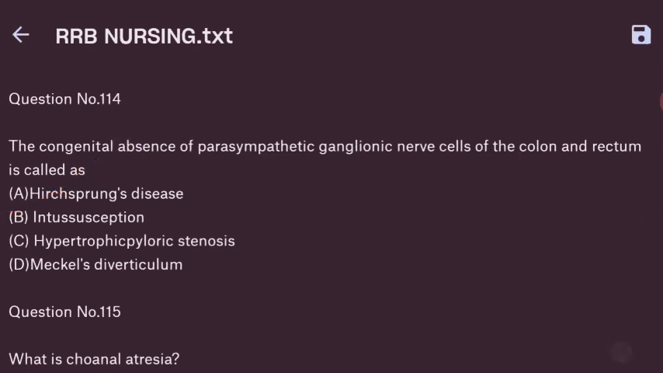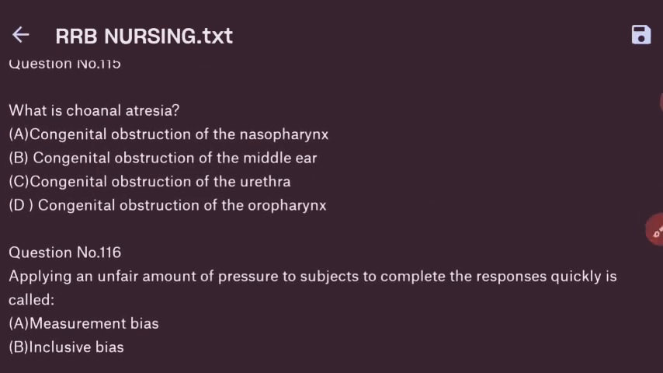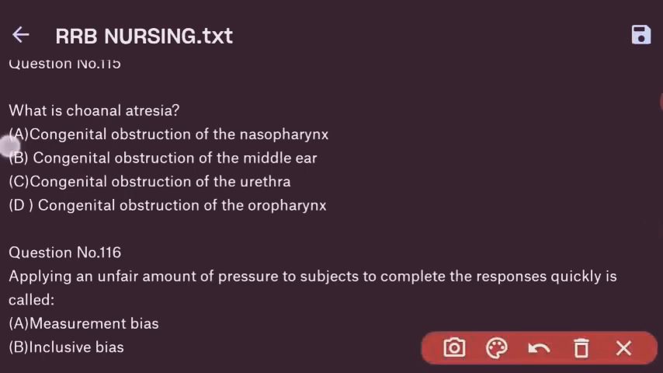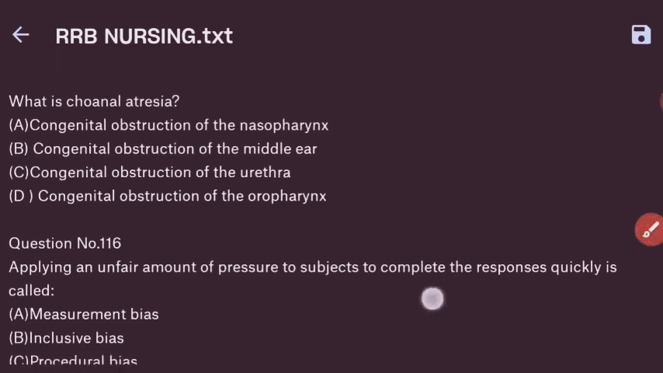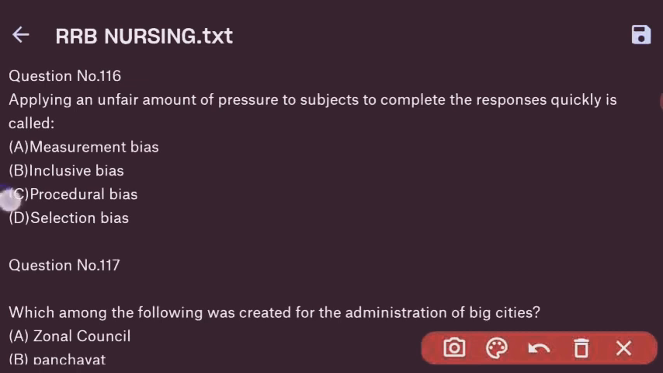Next question. What is the choanal atresia? So choanal atresia is a congenital obstruction of the nasopharynx. A is the right answer. Next question. Applying an unfair amount of pressure to a subject to complete the response quickly is called procedural bias.